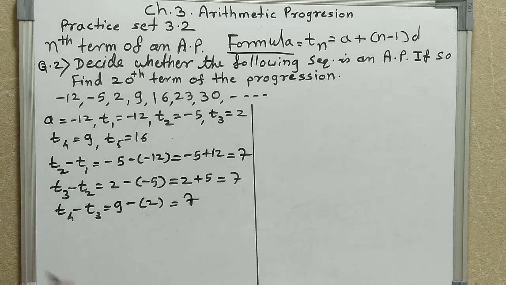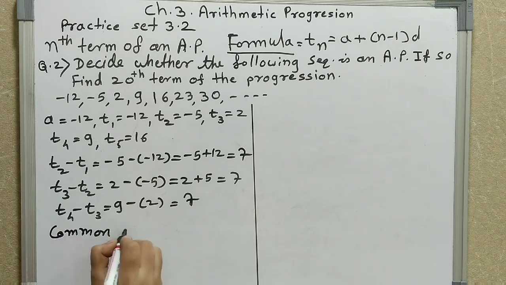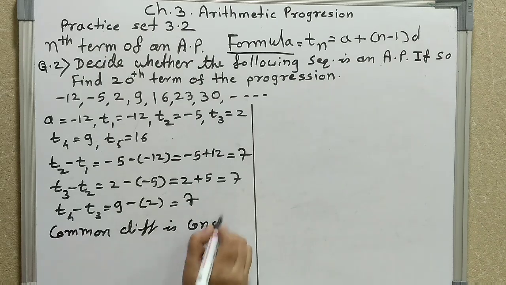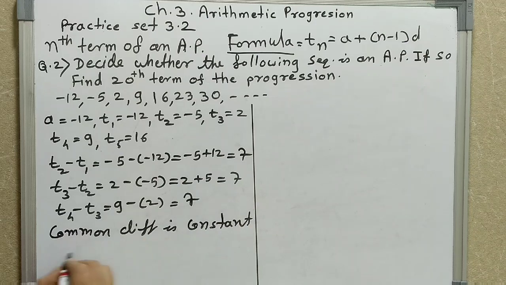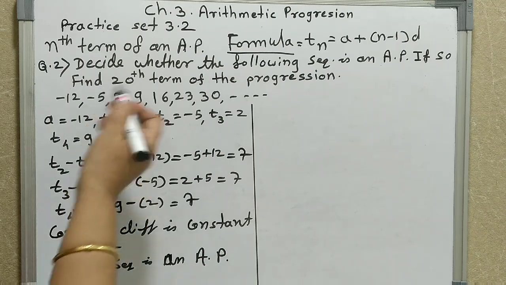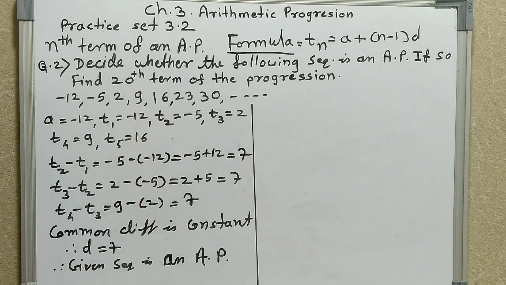Now, the difference is a constant, therefore this sequence is an AP. We write here: common difference is constant. Therefore D is equal to 7. Therefore the given sequence is an AP.